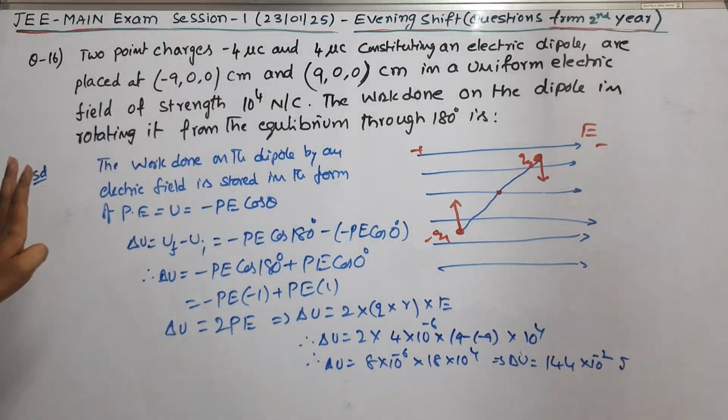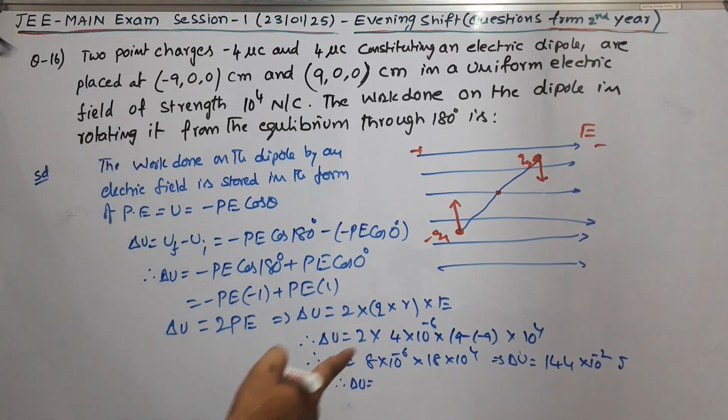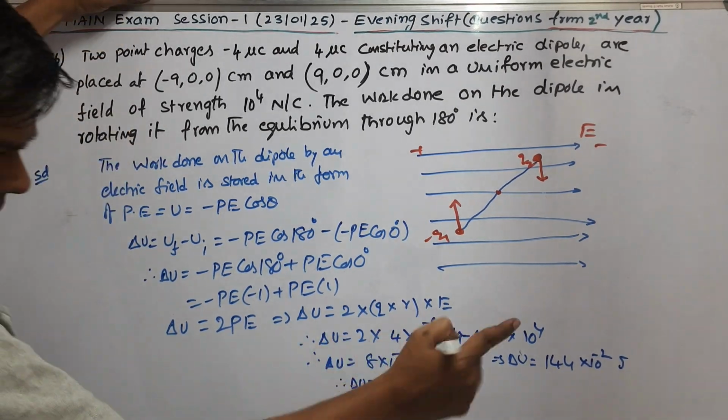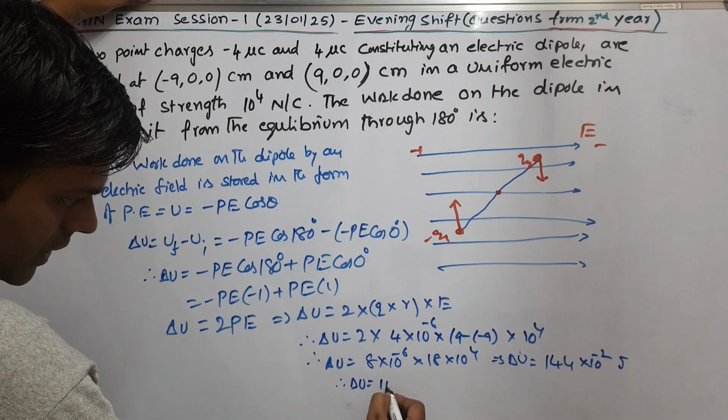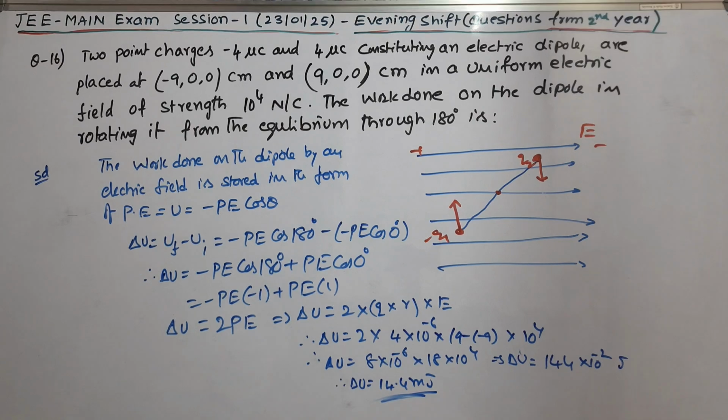In the examination it is asking for millijoule. Therefore, delta U is equal to, milli means 10 power minus 3, so we are left with 14.4 millijoule. This is the answer for this question. Okay, right.